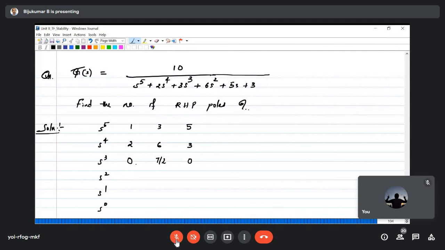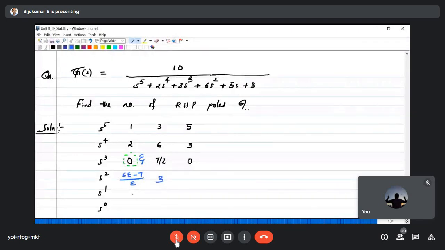Now the special case arises, right? The first element becomes 0. So what you have to do is replace that 0 with epsilon, a small positive number. After that, we can continue the computation process. So it becomes 6 epsilon minus 7 by epsilon, right? The other element becomes 3 epsilon minus 0 by epsilon, so it becomes 0, right?